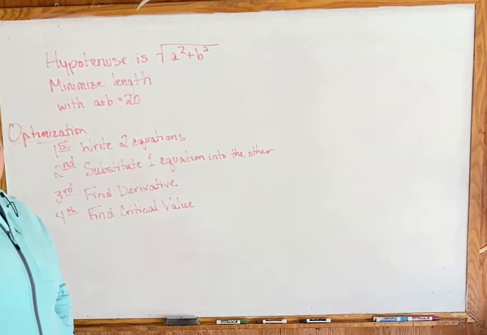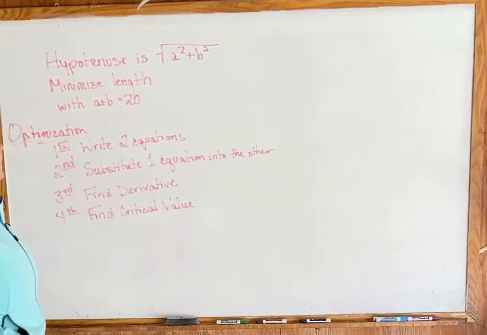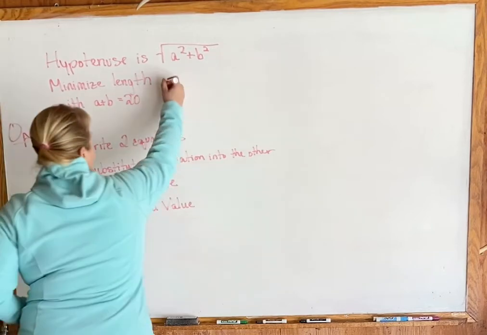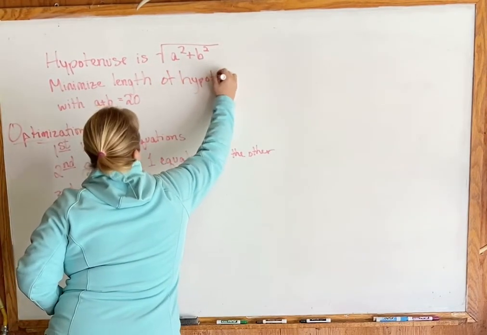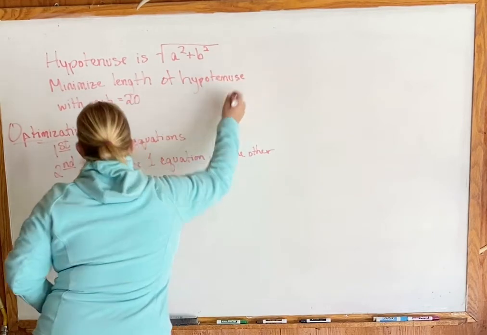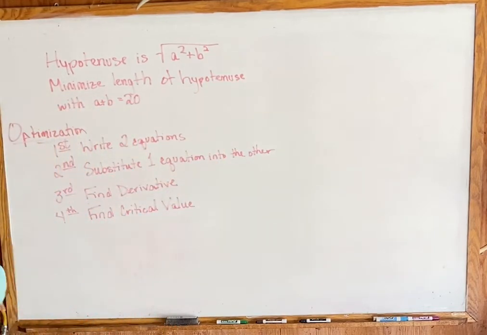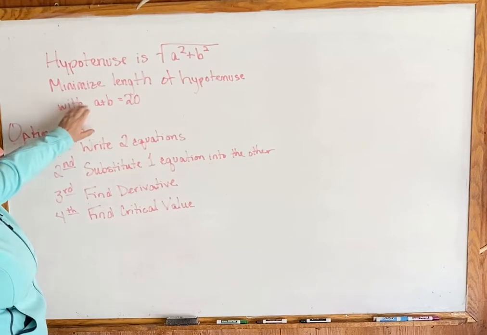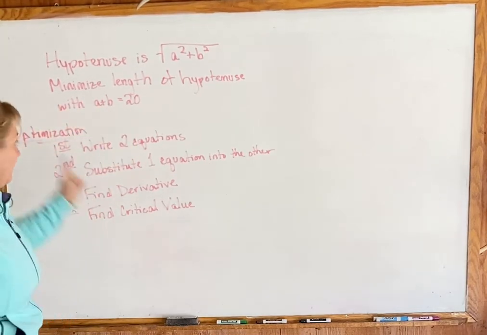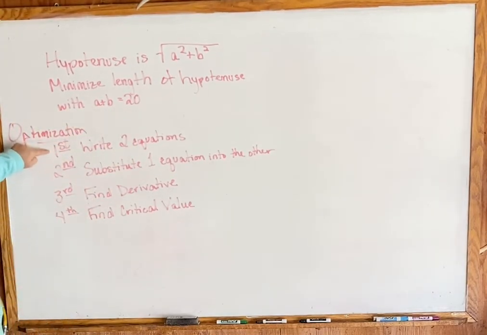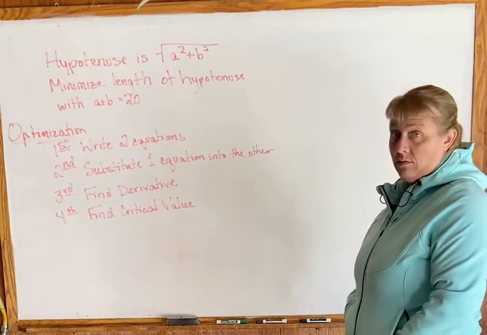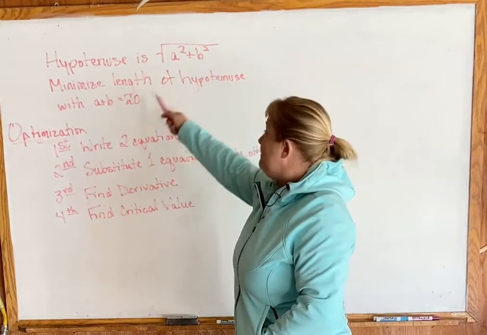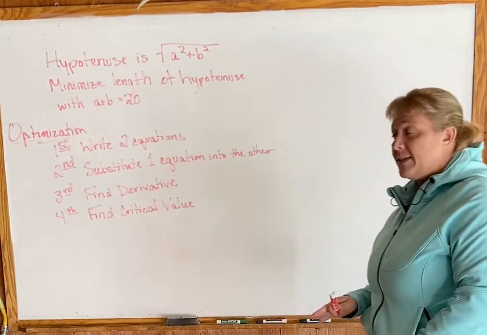Now in this case, we want to minimize the length of the hypotenuse. But they give you a constraint that says a plus b equals 20. Now again here, what we want to look at is writing two equations. So this time, do you see two equations? Two equations, this time it's given to you.